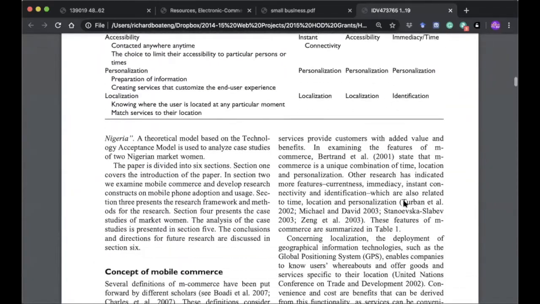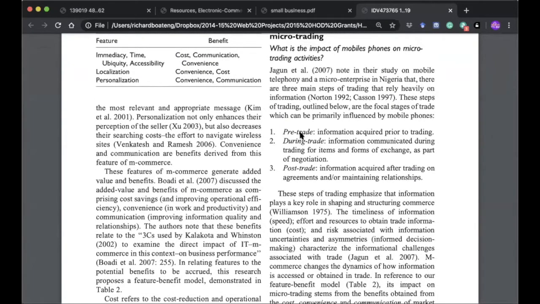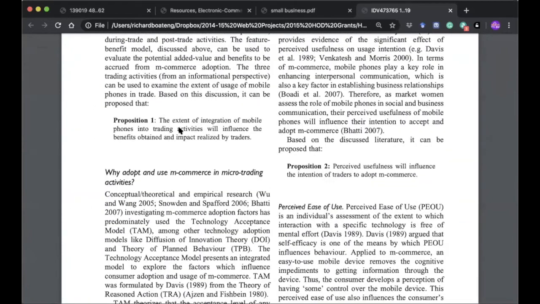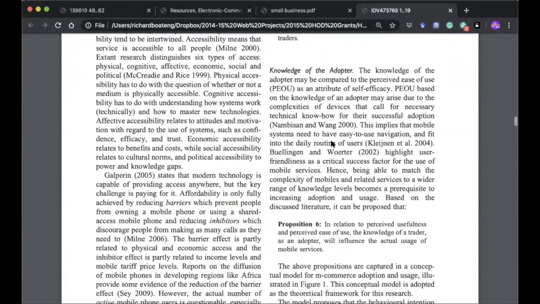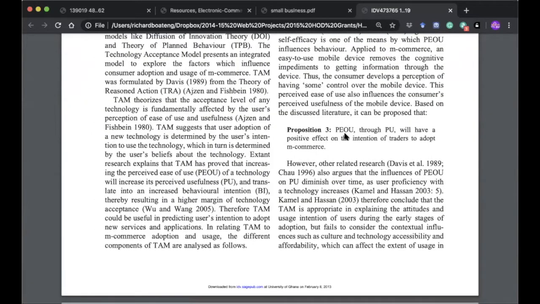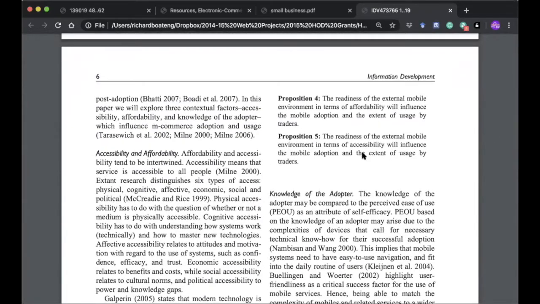So if you look into this literature as I scroll down, one thing you see is that we also postulated pre-trade, during trade, post-trade. Then out of that, we came out with proposition one. Can you see that? That tells you the relationship you have identified. Somebody called it hypothesis. We are doing qualitative, so it's called proposition. Proposition two, proposition three. Perceived ease of use through perceived usefulness will have a positive effect on the intention of traders to adopt. Okay.